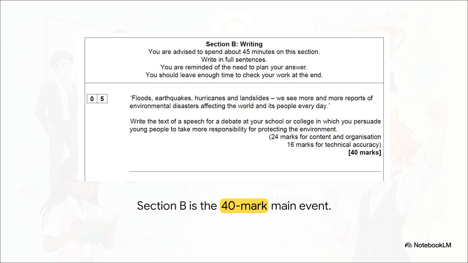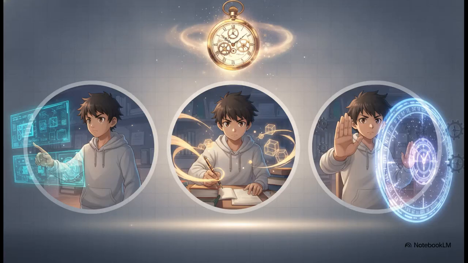The very first thing you physically do is look at the clock, calculate exactly 45 minutes ahead, and write that strict deadline in huge numbers right at the top of your paper. Say the exam starts at 9 a.m. You write 9:45. Everything before that time belongs exclusively to question 5. So, how do you actually spend those 45 minutes?